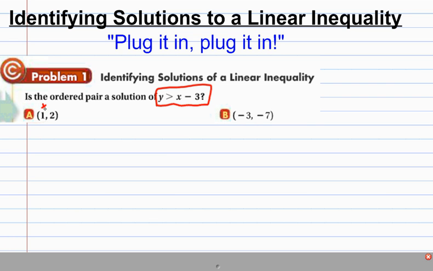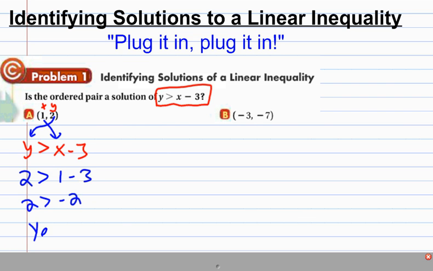We have our x value, we have our y value, and our linear inequality is y is greater than x minus 3. So we're going to plug in. 1 would go in for the x, 2 would go in for the y. You then have 2 is greater than 1 minus 3. 1 minus 3 is actually negative 2. So 2 is greater than negative 2. Is that true? Yes. So yes, 1 comma 2, that ordered pair is a solution since it worked out.